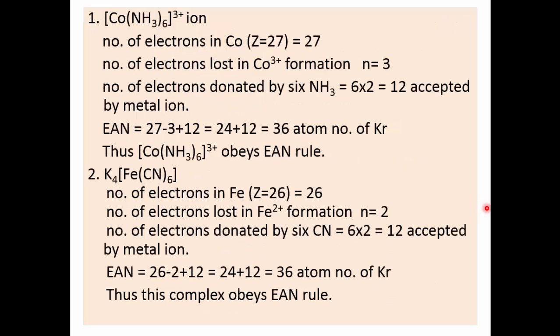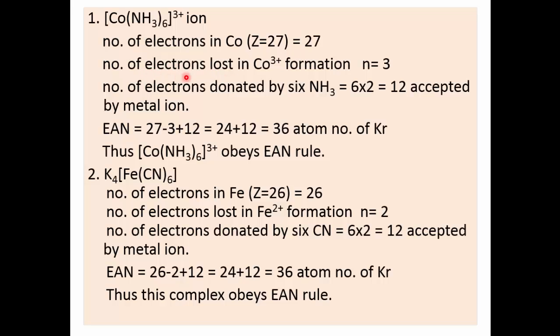Let us explain this effective atomic number concept with the help of an example. Example number 1. This is the hexaammine cobalt ion, [Co(NH3)6]3+. On this ion there is a 3+ charge. So we know that the atomic number of cobalt is 27. That means the number of electrons in a cobalt atom is 27. Therefore 27, this is the value of Z.